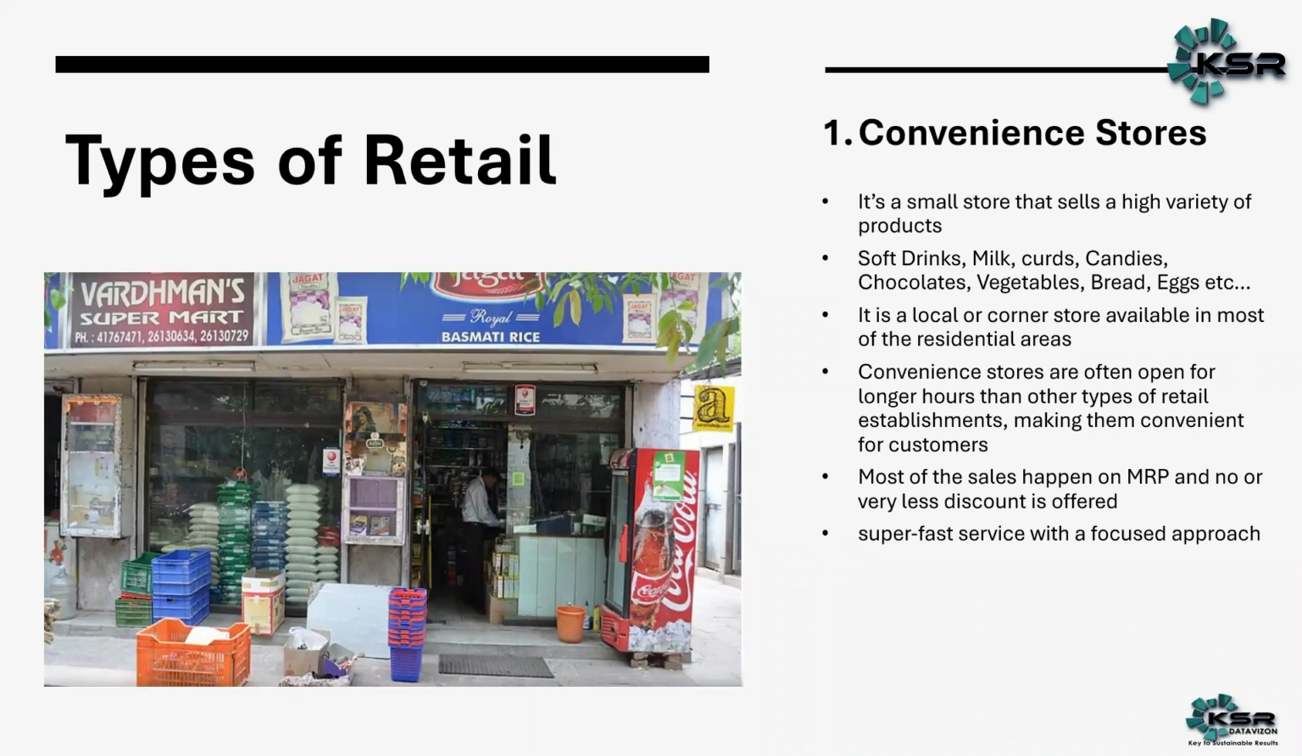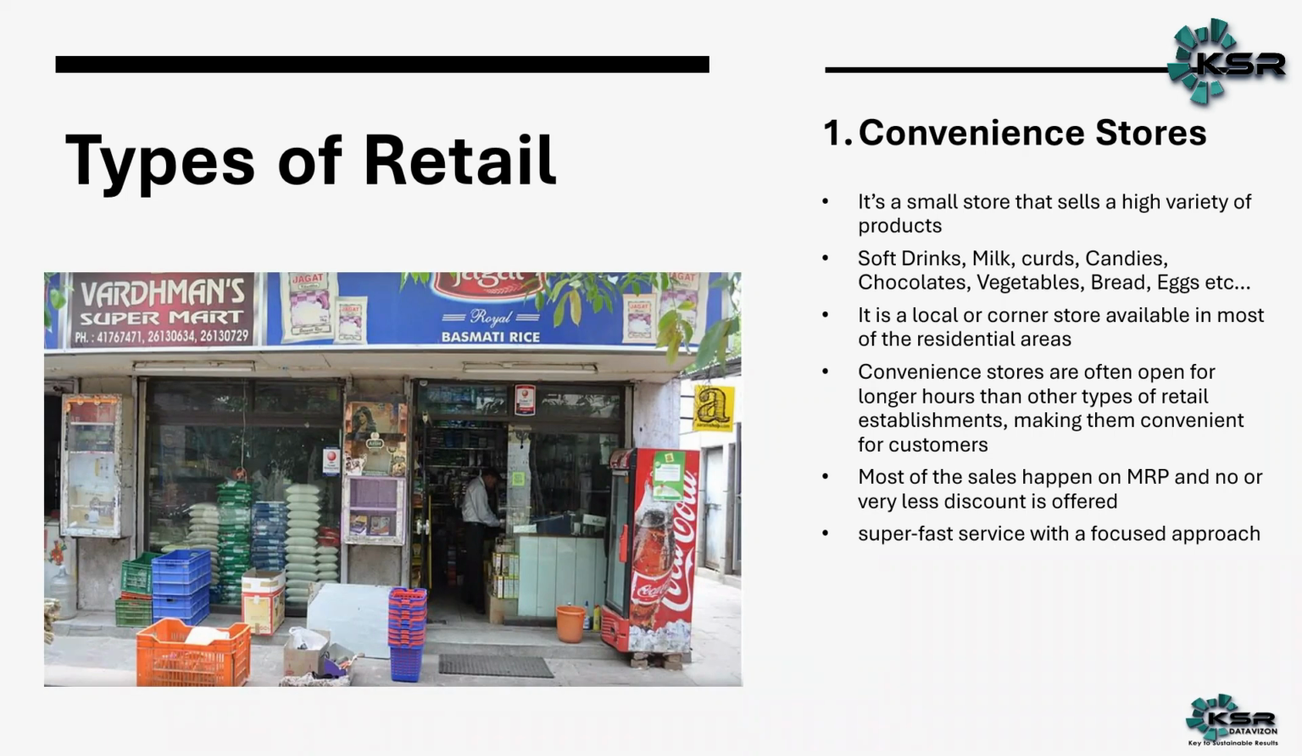A convenience store is basically a small store that sells a very high variety of items, but the stock will be less. So you would predominantly buy soft drinks, milk, curd, candies, chocolate, vegetables, small breads, eggs. All the daily necessity items you can go and buy from the local shop. Somebody says corner wala shop, somebody might say nukkad shop. Correct? Any shop which is available next to your residential areas.